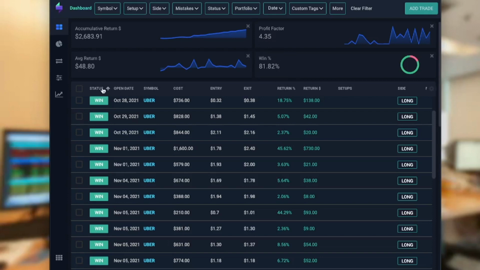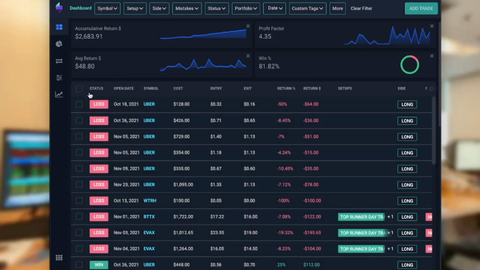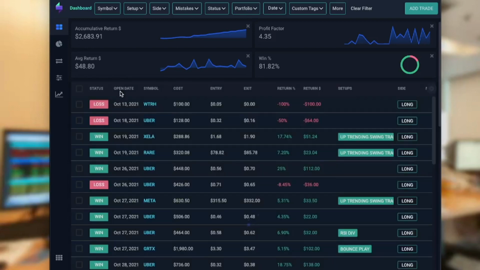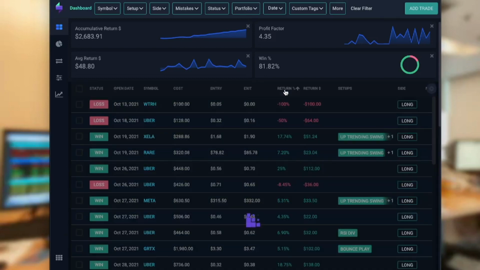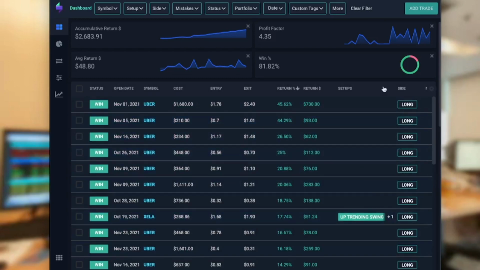You can organize your list of trades by the status, meaning wins or losses, the open date, meaning when you bought the stock, entry and exit prices, as well as the return, meaning how much you either made or lost on the stock. Long doesn't refer to how long you held onto the stock or crypto. It refers to being long or short. When you short sell a stock or crypto, it will come up as short. We'll get into the setups feature in a little bit.